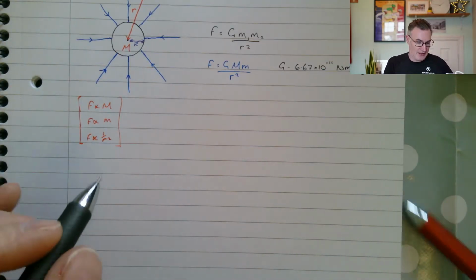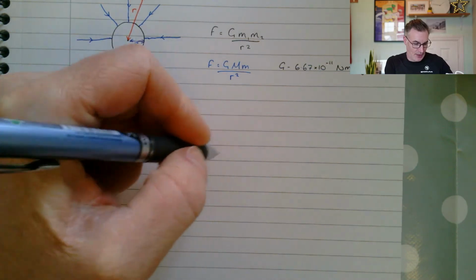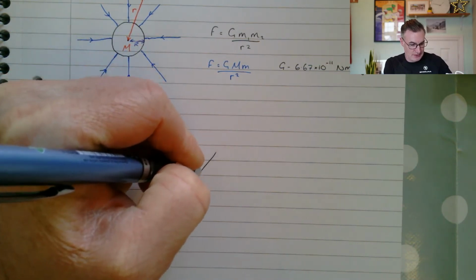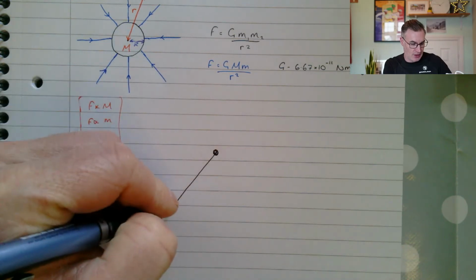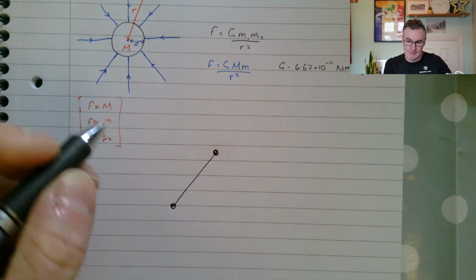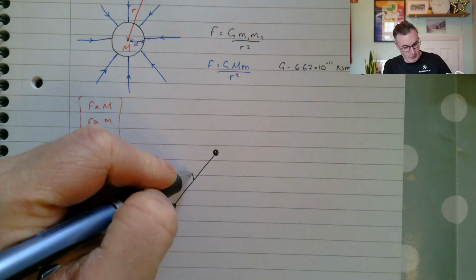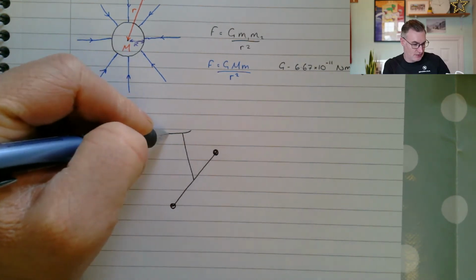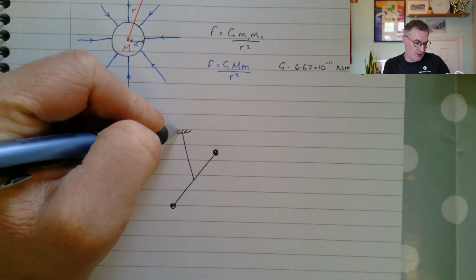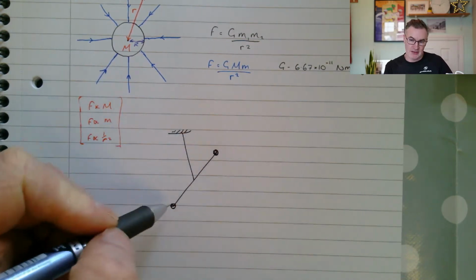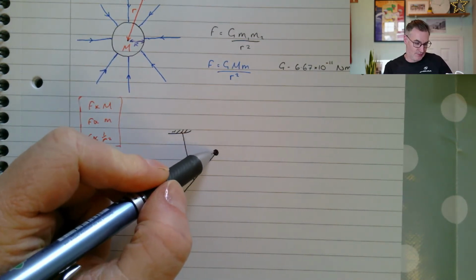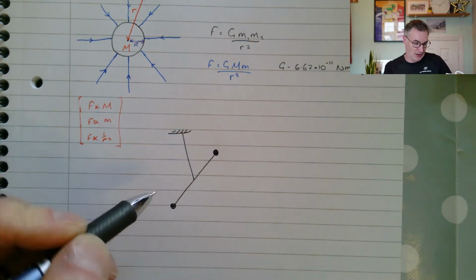You would have a bar. This bar would be set up with two large masses on it, and the bar would be suspended with a piece of wire onto the ceiling. So you'd have this piece of wire, you'd have a bar, and there'd be two heavy masses on it.